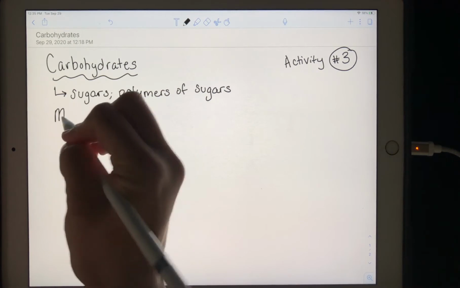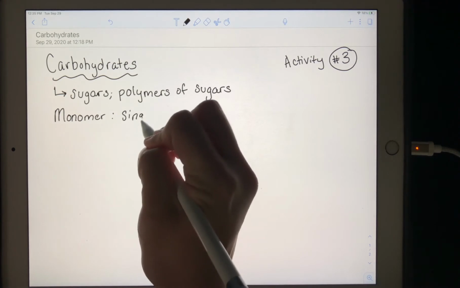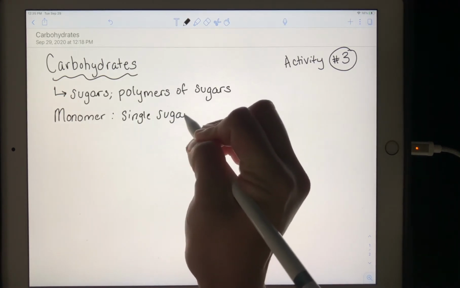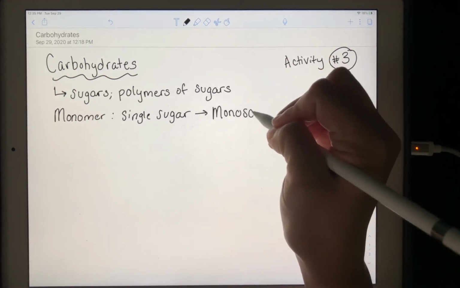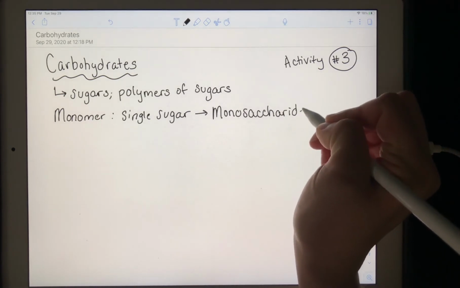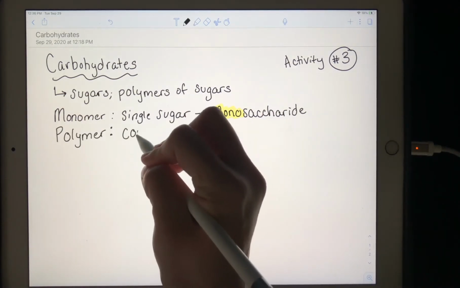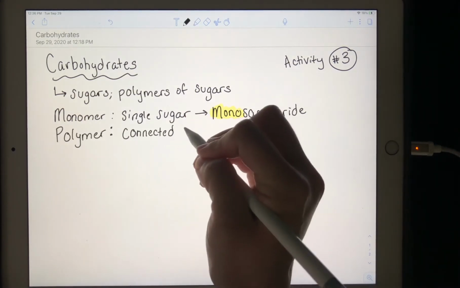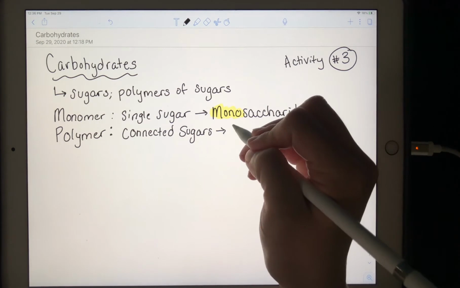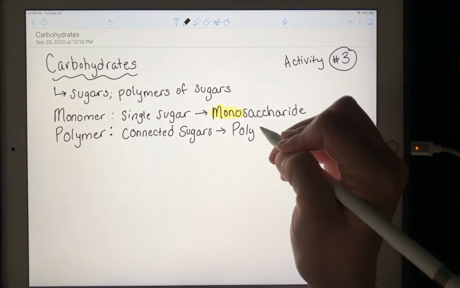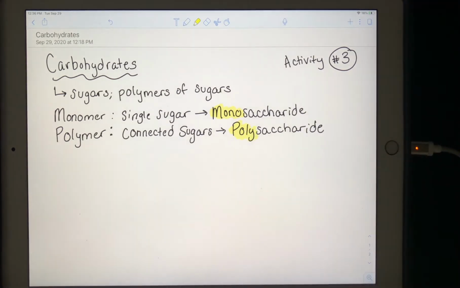A monomer of a carbohydrate was a single sugar. Fancy science term for that is monosaccharide, because this prefix mono means one. So we connect multiple sugars and we get our polymer, which is a polysaccharide. That prefix, poly, means many.